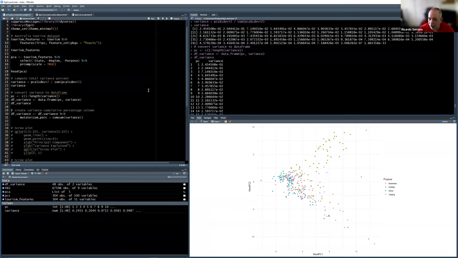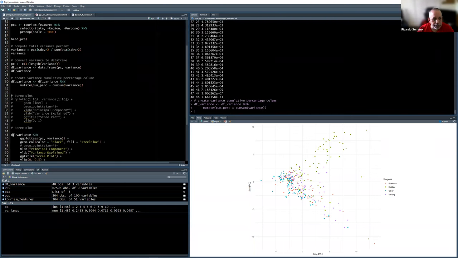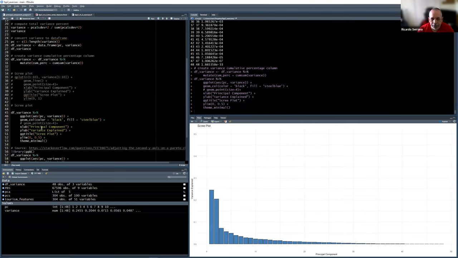We're going to create a cumulative percentage because we want to do both. We want to see the percentage of each principal component and then add that variance to see how much variance any number of principal components captures. So let's do the scree plot. This scree plot only gives you the variance captured by each principal component. As you can see, the first two capture a good chunk of that variance, and then the third, the fourth, and so forth.